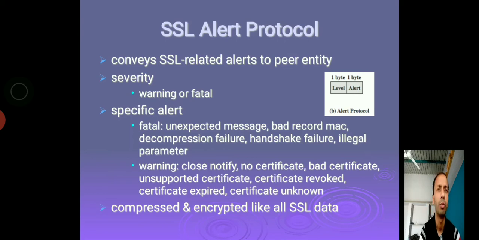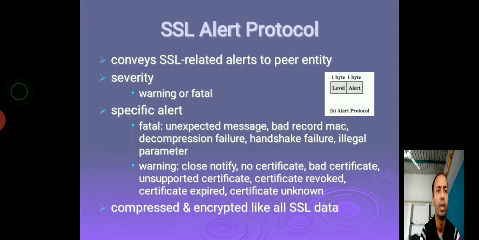The SSL alert protocol basically conveys SSL related alerts to the peer entity. If there is a problem while performing any of the SSL operations, then that warning message or any other message is conveyed to the peer entity. Based upon that, we try to understand the severity of that particular alert. There are two types: warning and fatal. One is the fatal errors and another one is the warning.